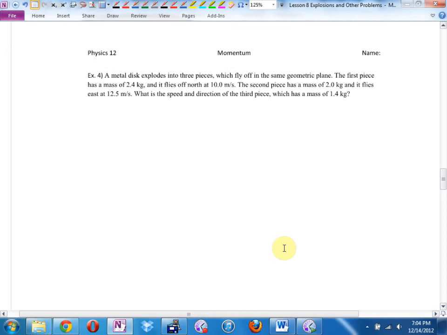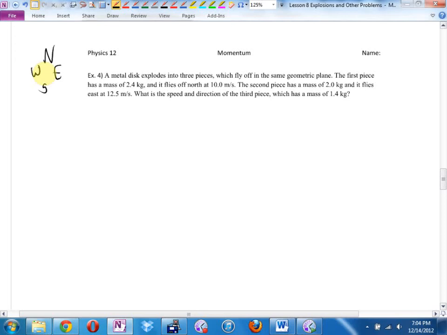Example 4. A metal disc explodes. Boom! Into 3 pieces, which fly off in the same geometric plane. The first piece has a mass of 2.4 kilograms. It flies off due north, at 10 meters per second. The second piece has a mass of 2 kilograms and it flies east at 12.5 meters per second. What is the speed and direction of the third piece, which has a mass of 1.4 kilograms?